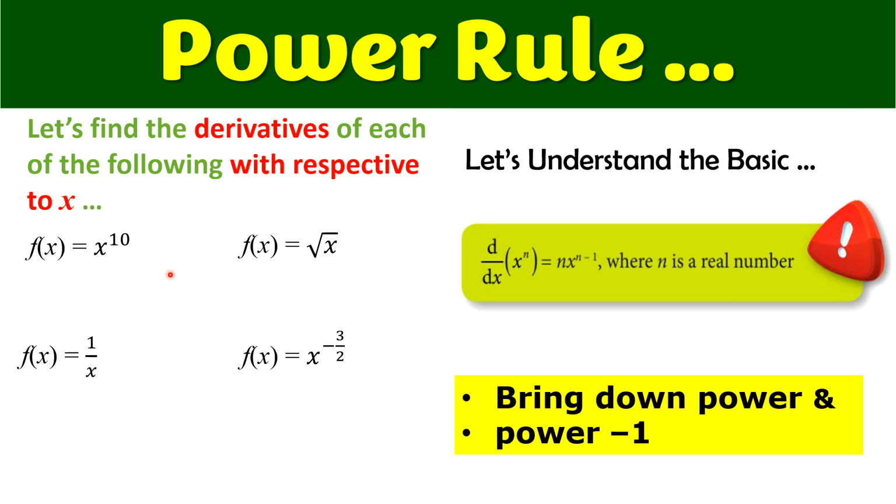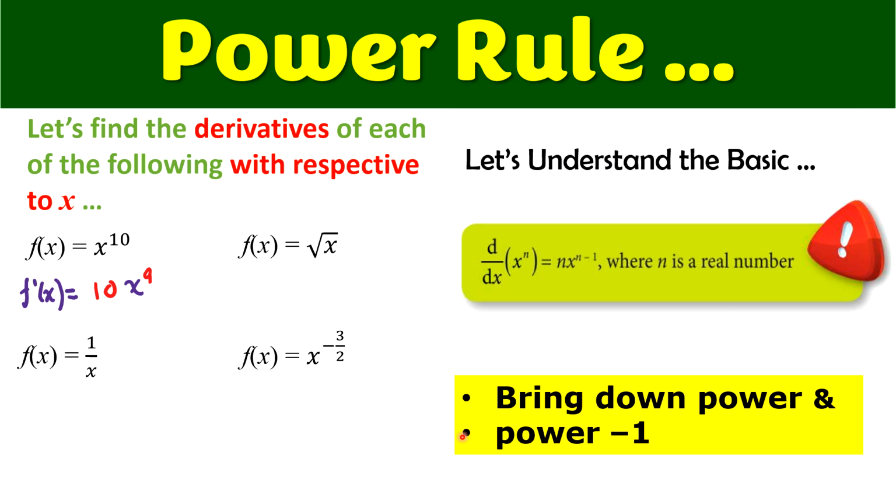Let's take a look at the first one. The first function here, I have f of x equals x to the power of 10. To find the derivative, I'm going to bring down the power, and then take the power and subtract by 1.